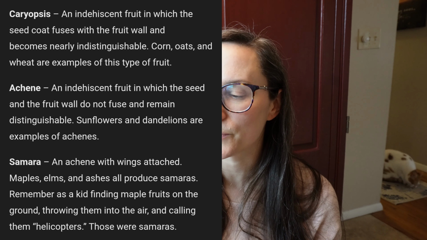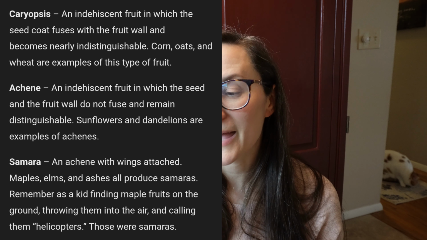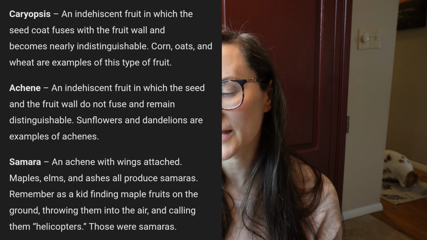All right, caryopsis. We're getting into the dry fruits again now. Caryopsis, an indehiscent fruit in which the seed coat fuses with the fruit wall and becomes nearly indistinguishable. Corn, oats, and wheat are examples of this type of fruit. As far as I can determine, pretty much the fruits of grasses are caryopses.